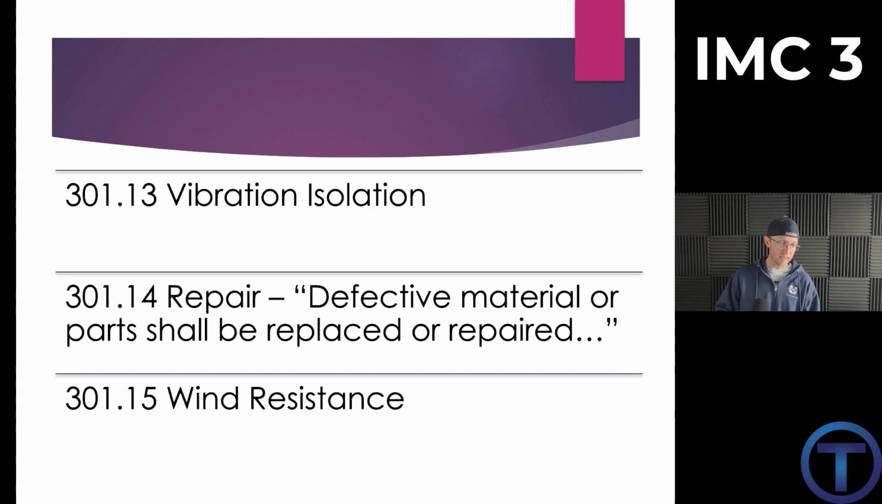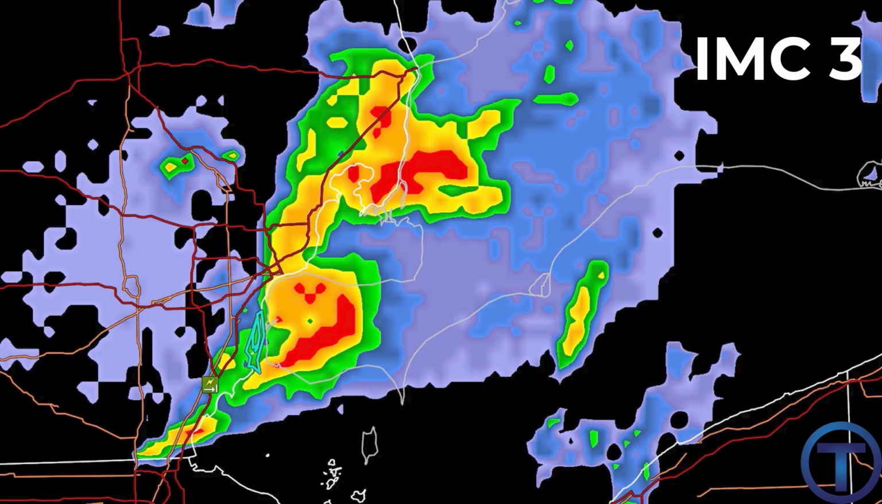301.14, repair. Any defective material or parts shall be replaced or repaired. Obviously, we don't want to have any defective things and leave it behind. 301.15 talks about wind resistance. Sometimes mechanical equipment is going to be on a roof or outdoors. So anytime mechanical equipment or something is outside, it's going to be subject to the full range of the elements, right? And we have to make sure that it's strong enough, secure enough, but not just going to blow away when we get a heavy wind.